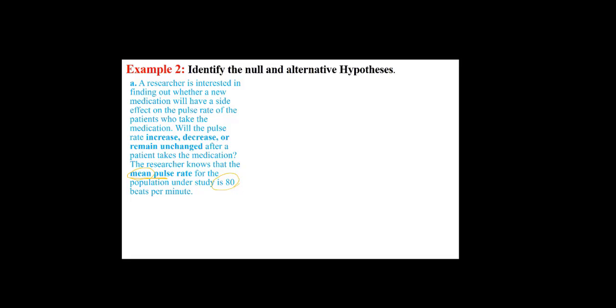Now, what is your H1? Well, it's either less than that, larger than that, or not equal to. So when we go and read further, going back, will the pulse rate increase? That means larger. Decrease, that means less than, or remain unchanged. Because of all of those, that means not equal. So H0, mu is 80. H1, mu is not 80. And this is a two-tailed test. We are just warming up to be able to do a complete test of hypothesis from A to Z.